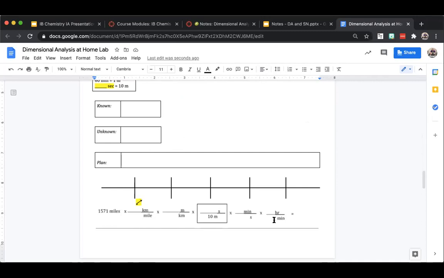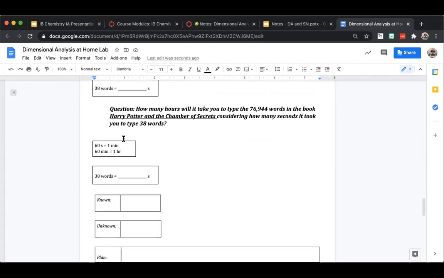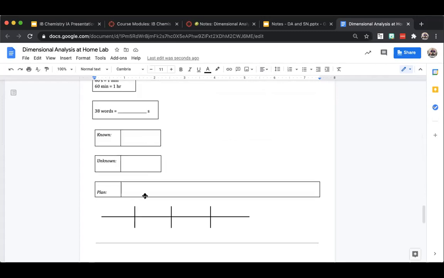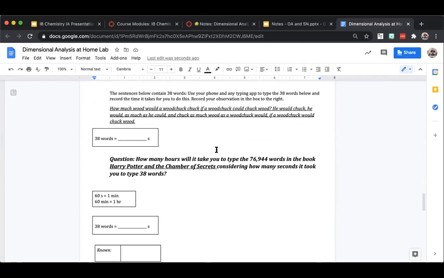Okay. The last one's typing. You're going to time yourself typing these 38 words in this paragraph here. That'll tell you how many words per second you type. And then you're going to use your conversion factors, identify your known and unknown, and set up, because you're going to calculate how many hours it would take you to type the 76,944 words in the book Harry Potter and the Chamber of Secrets, considering how many seconds it took you to type the 38 words here in this sentence or 2 sentences. Okay.